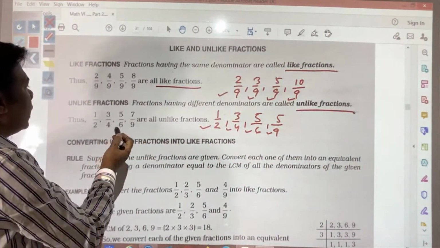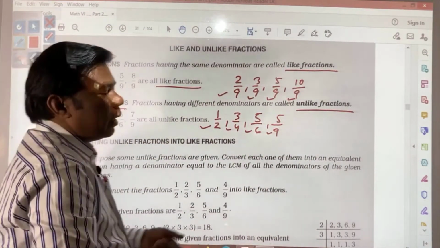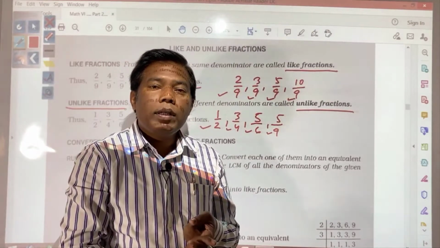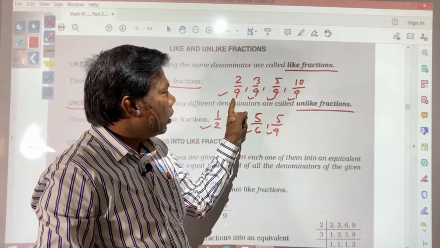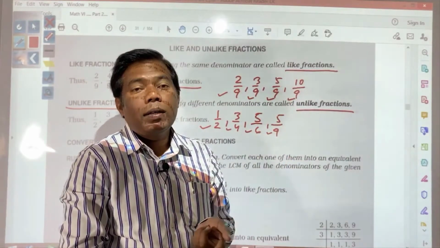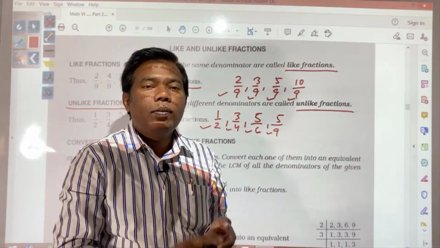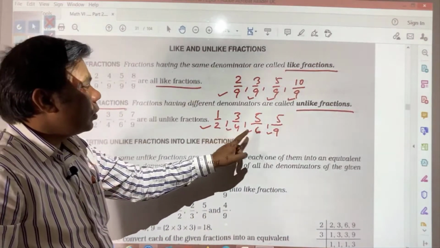So there is a simple thing to remember. Like fractions are what? Having equal denominators. Suppose 9, 9, 9, 9 or any other numbers you have. Unlike fractions are what? Having different denominators. Suppose 2, 4, 6, 9 and 9.